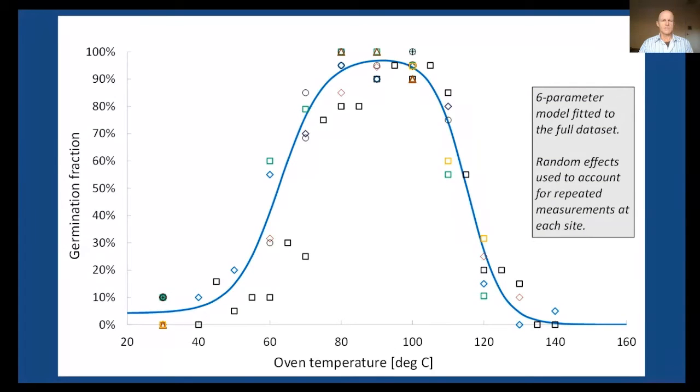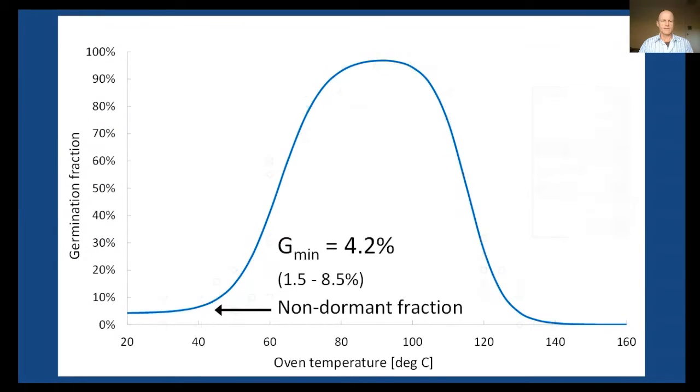Now zooming in on some of the model parameters. This parameter Gmin is the non-dormant fraction. So these are seeds that don't need any heat treatment in order to germinate. And it was only 4% in this experiment, clearly indicating that the vast majority of the seeds from my samples were physically dormant.